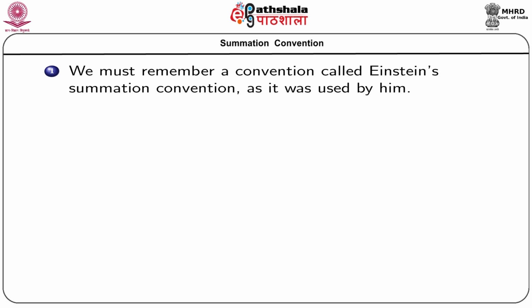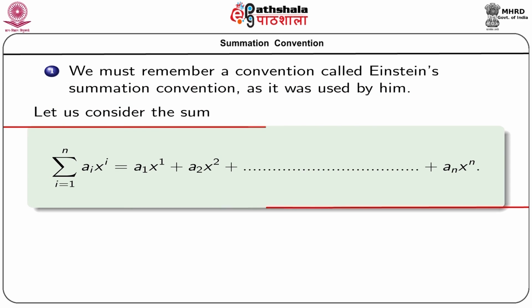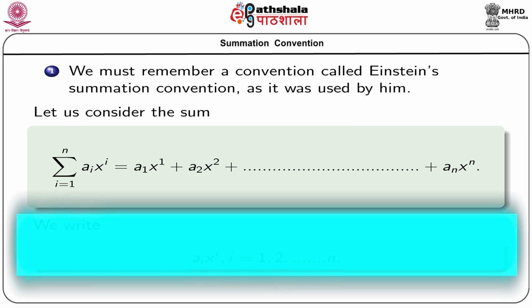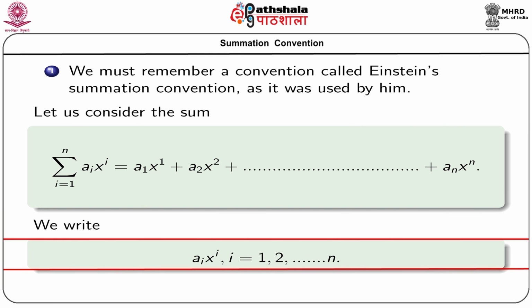Let us consider the sum, summation i equals 1 to n of a_i x^i, which can be expressed in the following way: a_1 x^1 plus a_2 x^2 plus dot dot dot plus a_n x^n. This summation can be written by this. So, the summation sign is not used in Einstein's convention, and it can be expressed in this form, a_i x^i, where i is running from 1 to n.